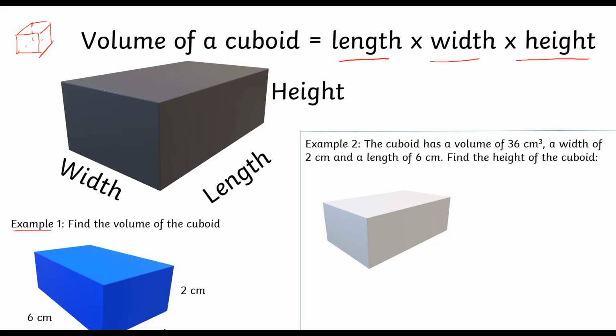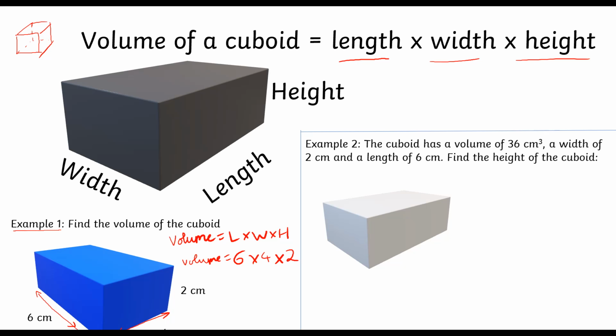Example 1, find the volume of the cuboids. So all I need to do here is sub my numbers in. Volume is length times width times height. Now here the length of the cuboid is just 6 centimeters. Basically, the 3 dimensions, the 3 measurements, we just times together for the volume. But we can say the length is 6, the width is 4 centimeters, and the height is 2. So bearing in mind, the units have all got to be the same. They've all got to be in centimeters, or they've all got to be in meters, and so on.